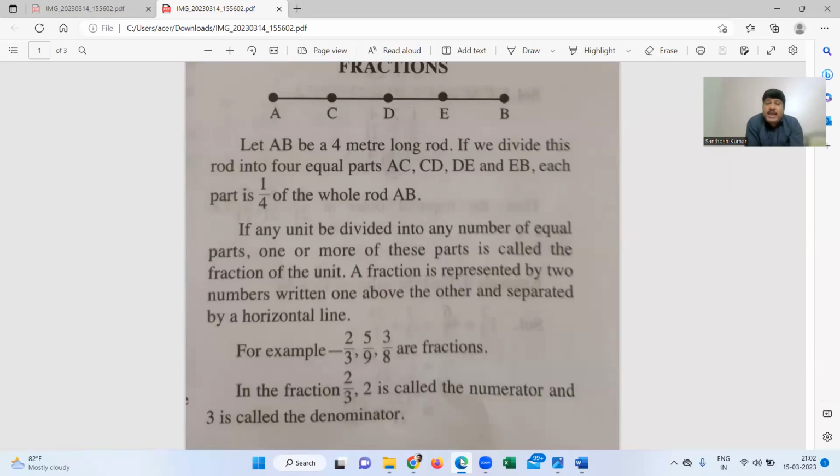Now, each part is called a fraction here. AC is a fraction. So it is one part out of 4 parts, so it is 1 by 4. In the same way, CD is one part out of 4 parts, DE is one part out of 4 parts, and EB is one part out of 4 parts. So each is called a fraction. Understand? And for example, 2 by 3, 5 by 9, and 3 by 8, these all are called fractions. Right? Okay.